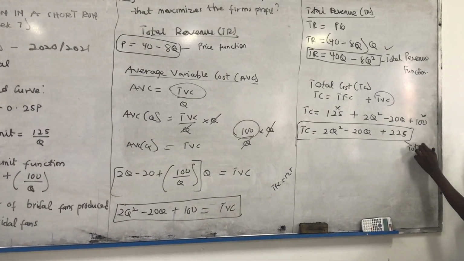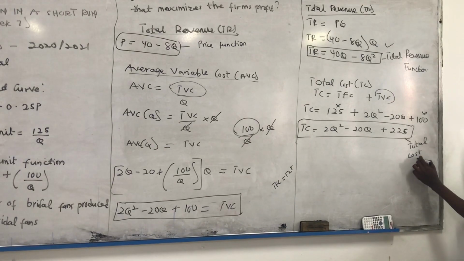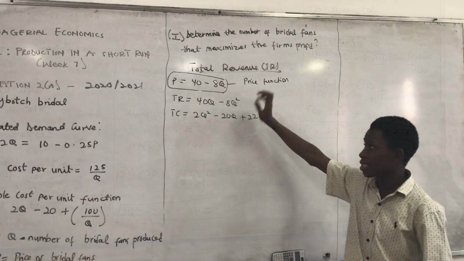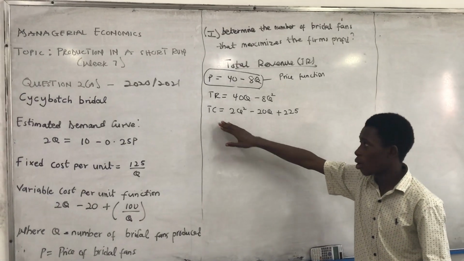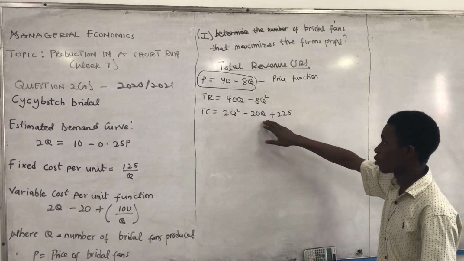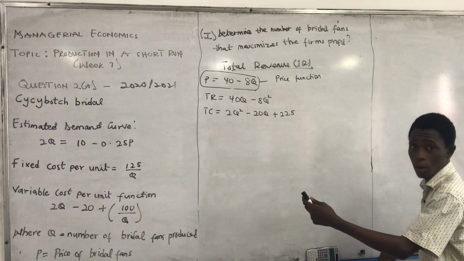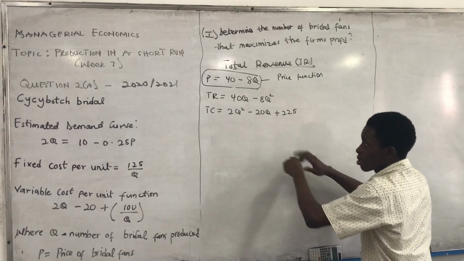So total cost function: total revenue is 40Q minus 8Q squared. Total cost is 2Q squared minus 20Q plus 225. What we had earlier on is what I've just written here. So it's the same thing.